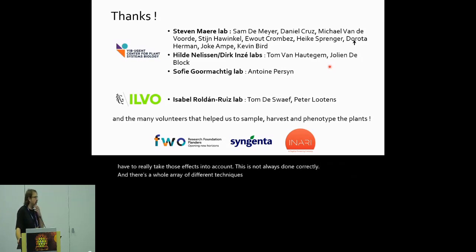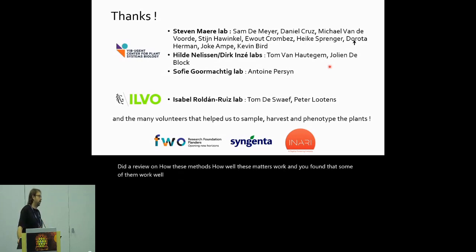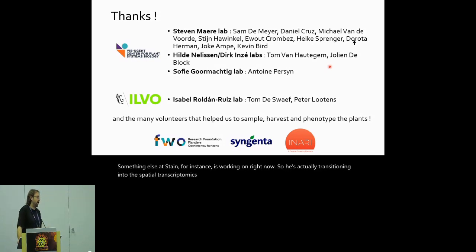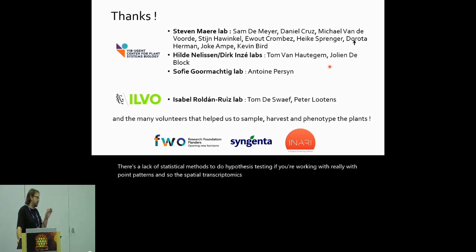Steen, actually, my postdoc, who is a statistician, did a review on how well these methods work, and he found that some of them work well, other ones do not work at all. So you have to be really careful which ones to apply. Something else that Steen is working on right now, so he's actually transitioning into the spatial transcriptomics field. There's a lack of statistical methods to do hypothesis testing if you're working with point patterns. And so the spatial transcriptomics technologies where you actually get individual molecule localizations, there's a lot of technology development still to be done there.